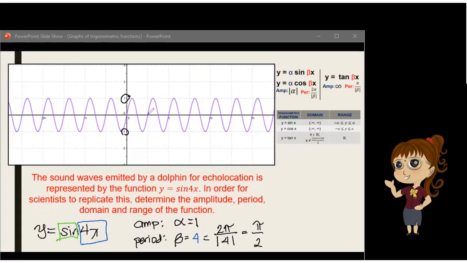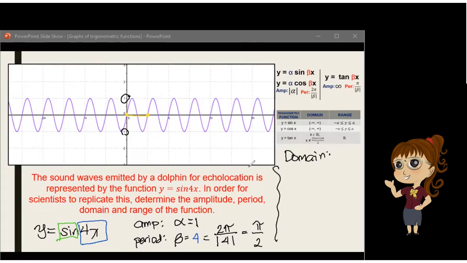Diba? Ito ang graph natin. Dito siya umulit sa punto na to. At ito ay kalahati ng pi. It's half of pi, therefore it's pi over 2. And that's it. Next, for the domain and range, let's have the domain first.